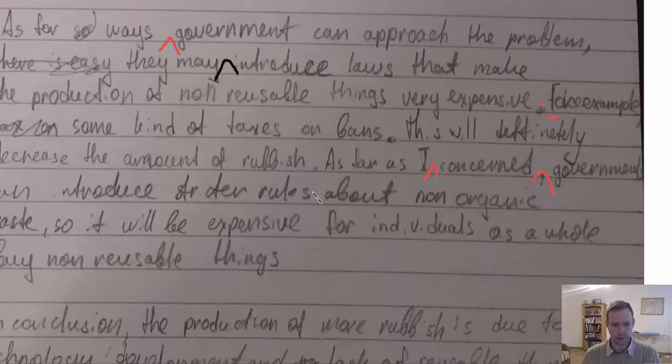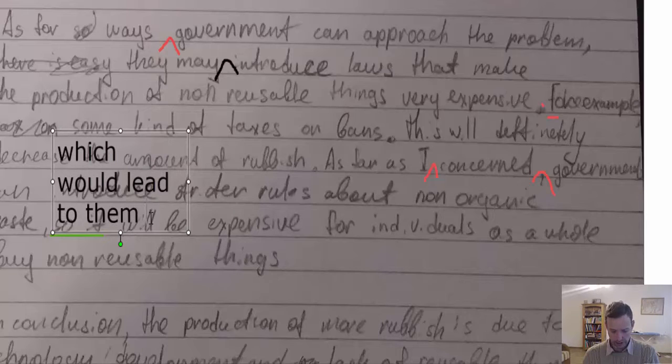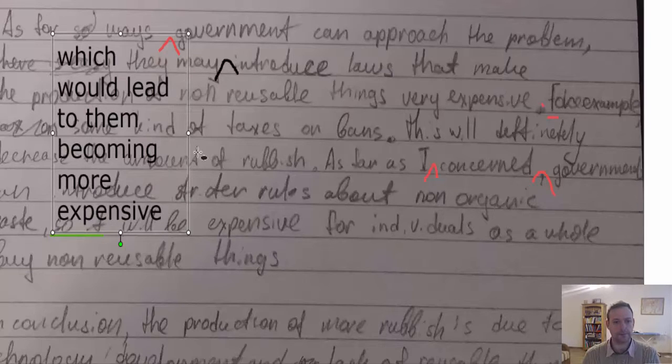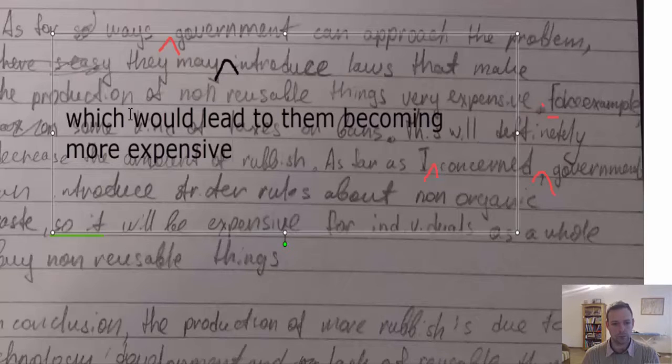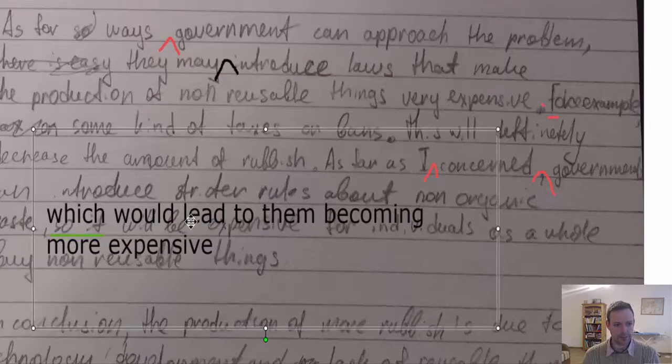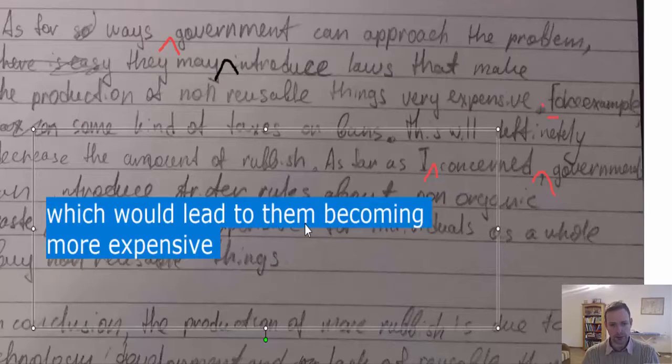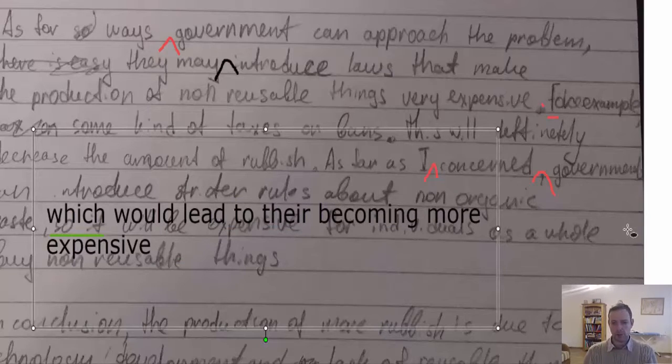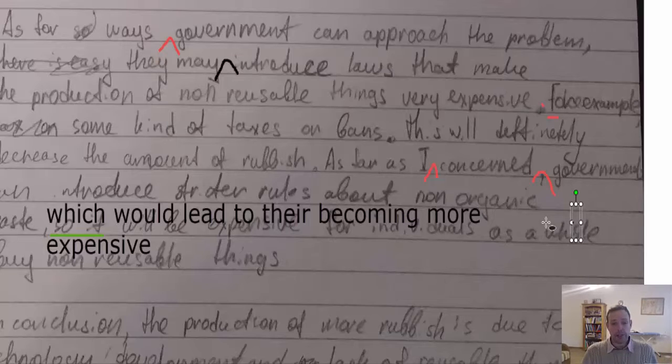Okay, the government can introduce stricter rules about so it will be expensive. Good, a use of so. Okay, what the government can introduce. You could change that to make it a bit more complex. Something like, here, which would lead to them becoming more expensive. So just down where you've got the so, you could have the comma, which would lead to them becoming more expensive. Perhaps it's probably safer to use the gerund, the possessive with the gerund. Their becoming more expensive. Okay, and that would be more complex.